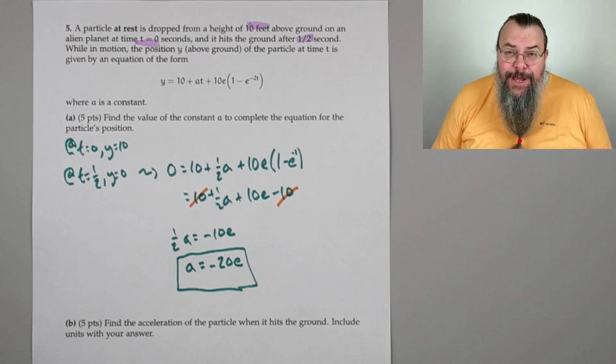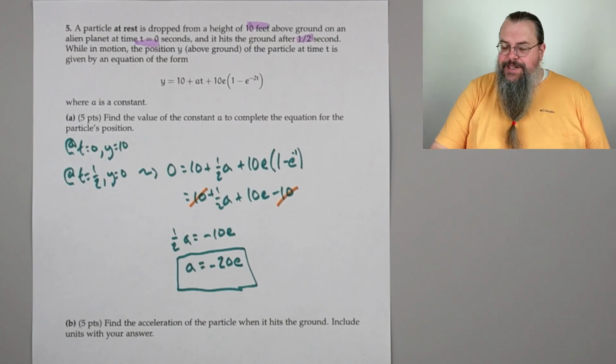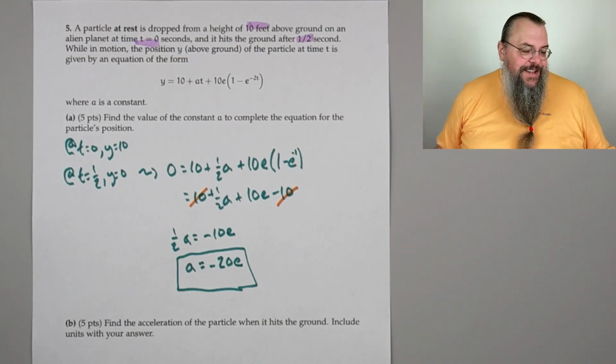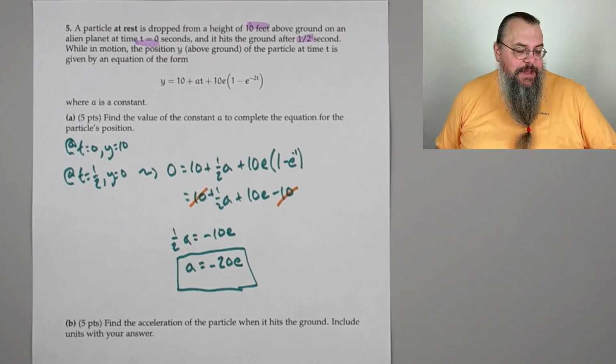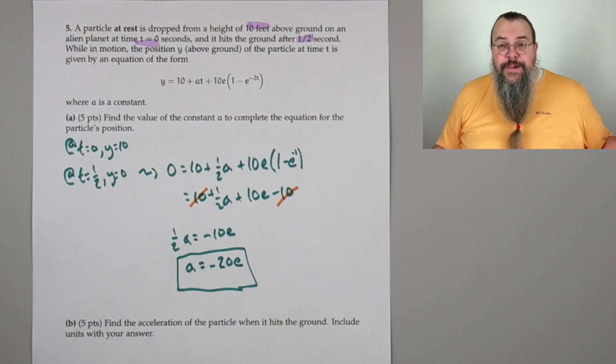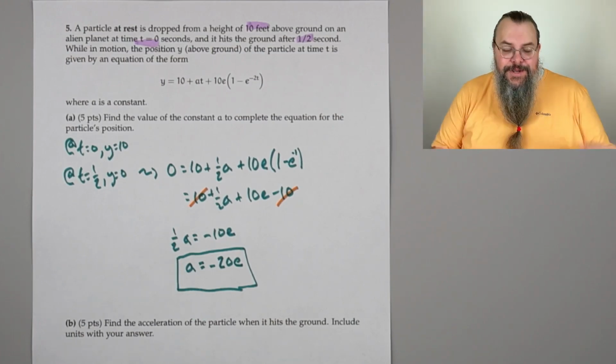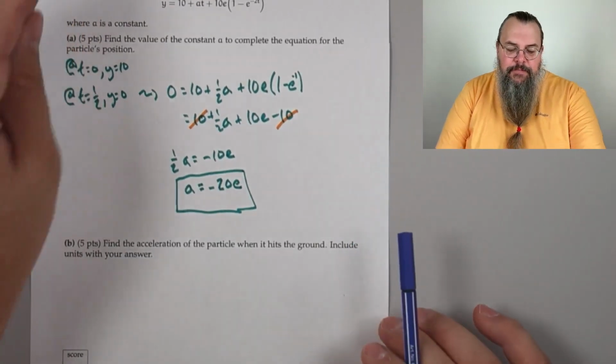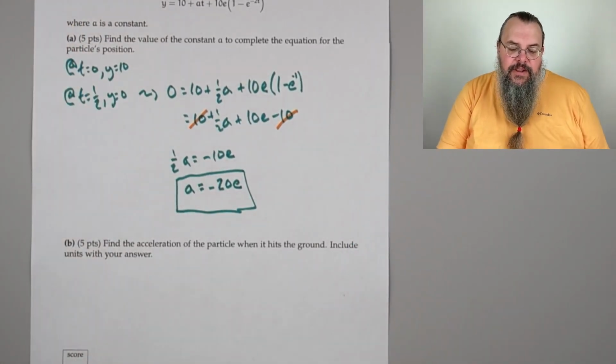Okay, now part B. Oh my goodness, another multi-part problem. They really love us. Some people only get 1 part, but we get 2. How lucky. Okay, part B. Find the acceleration of the particle when it hits the ground. Include units with your answer.